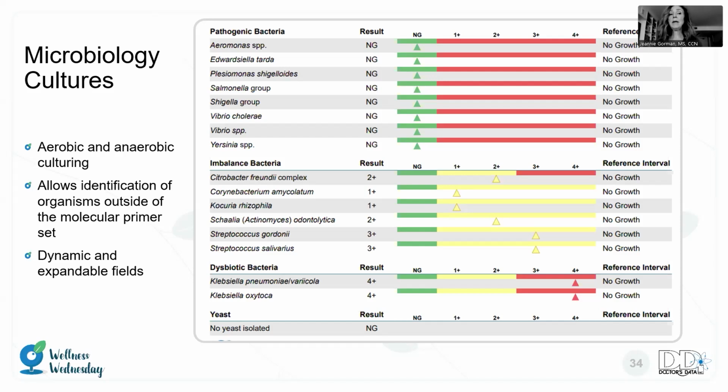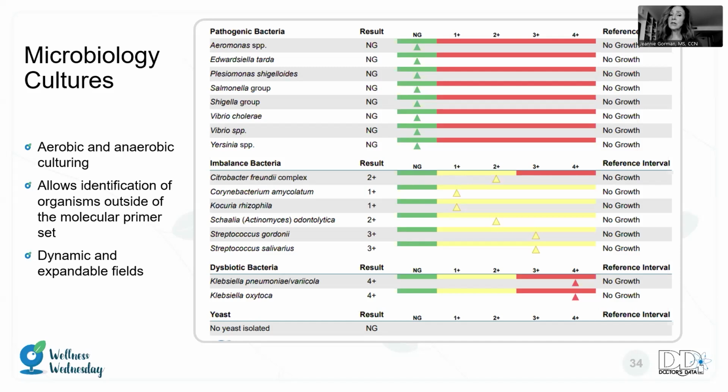We do aerobic and anaerobic culturing, so you're covered on both sides there. It allows a larger view. So if PCR was a specific hook for a specific fish, this is a wide net. So we are looking for whatever shows up in our Petri dish. So we have a very, very expansive library of options here.